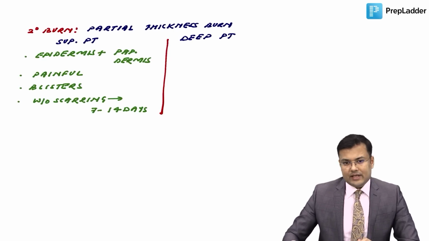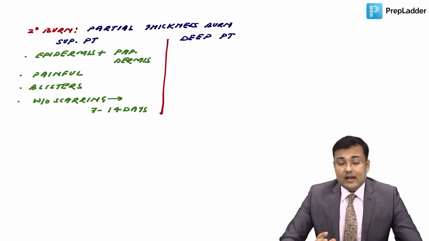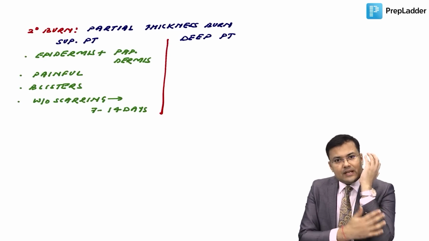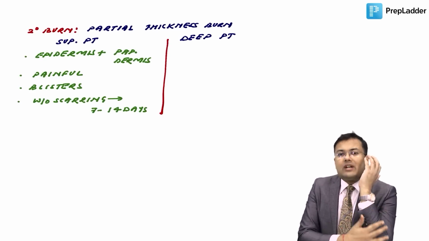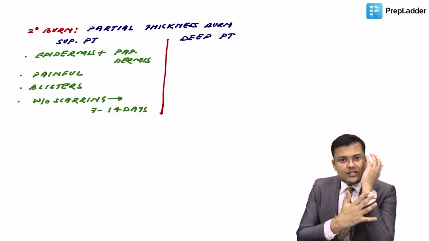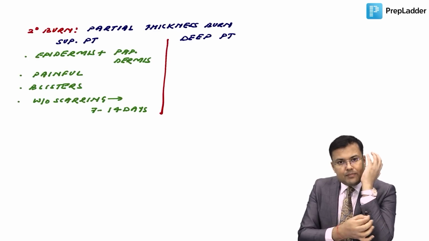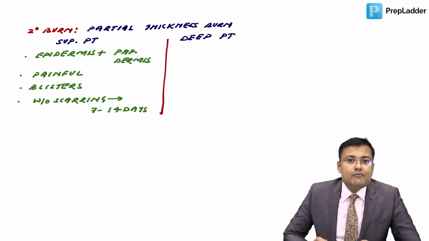In deep partial thickness burn, there is involvement of epidermis plus reticular dermis, right? And if you have seen this kind of burn, you will notice that the area which is burned appears mottled, and there are whitish and pinkish areas. There are no blisters, there is no pain, but pinprick sensation is preserved. And in this case, healing occurs with scarring.